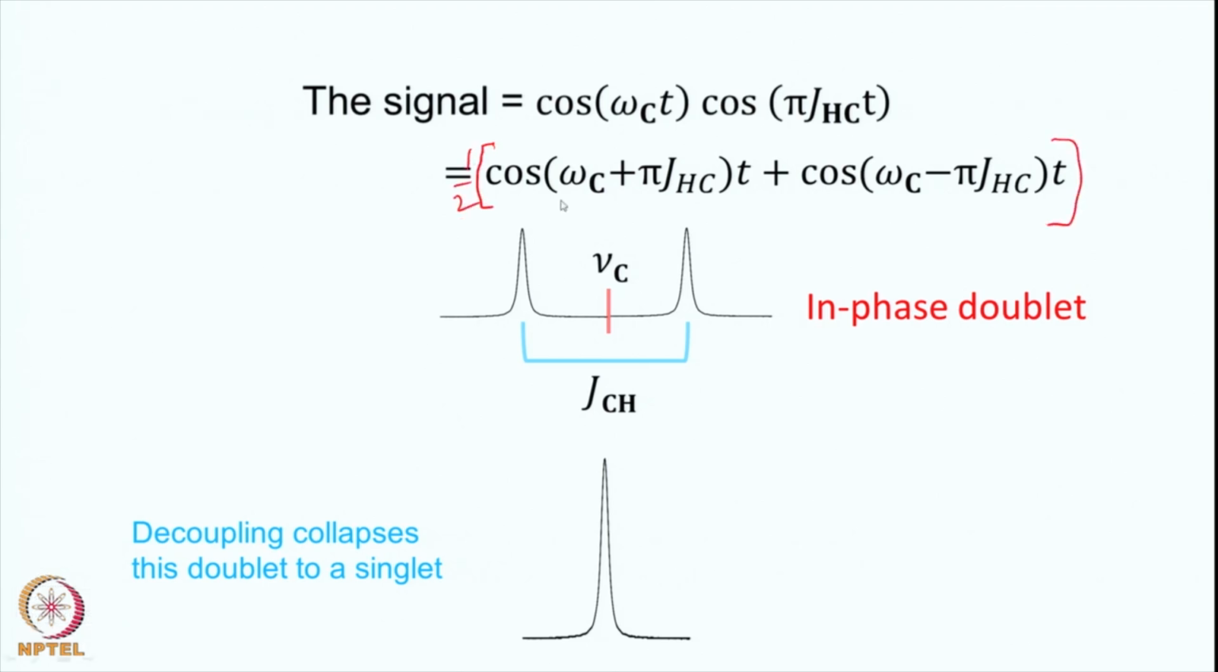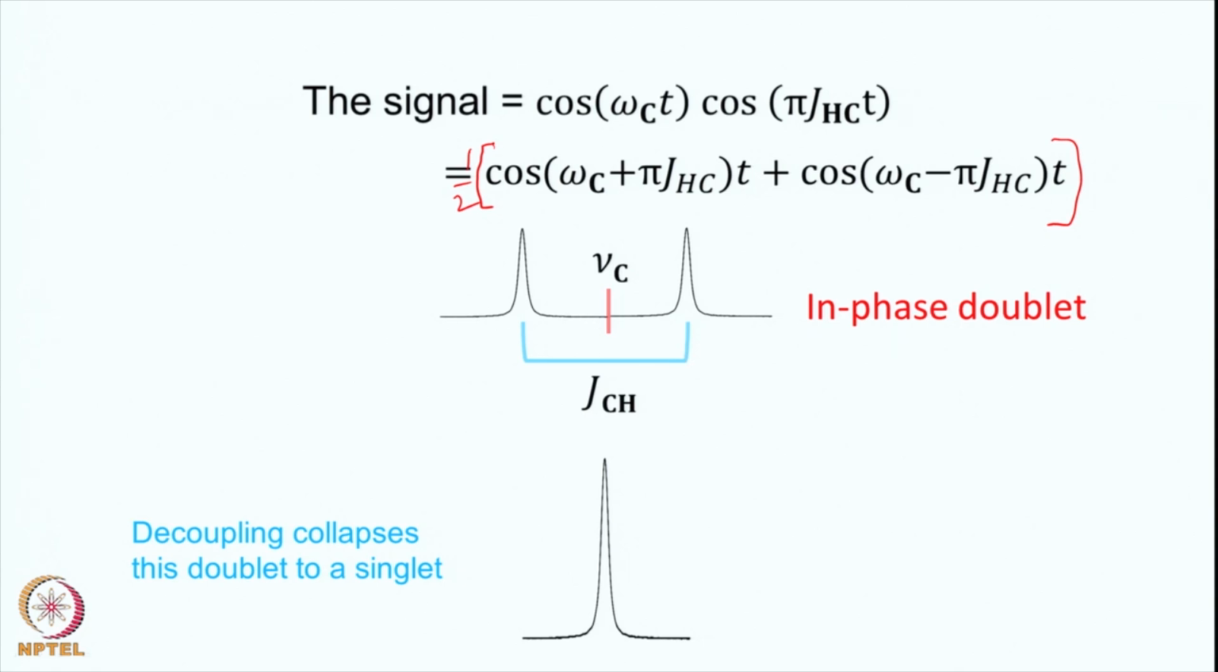So what do you get here now? This is the same as before, we get two frequencies omega c plus pi jHc and omega c minus pi jHc, because if I take the 2 pi out, in terms of the radians, you have nu c plus jHc by 2 and nu c minus jHc by 2, but now notice I have a plus sign here. Earlier this was a minus sign, now I have a plus sign, which means both these signals have the same phase, right. So both are positive. Therefore this is an in phase doublet of carbon.